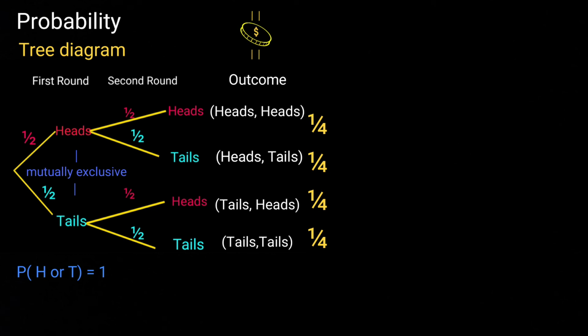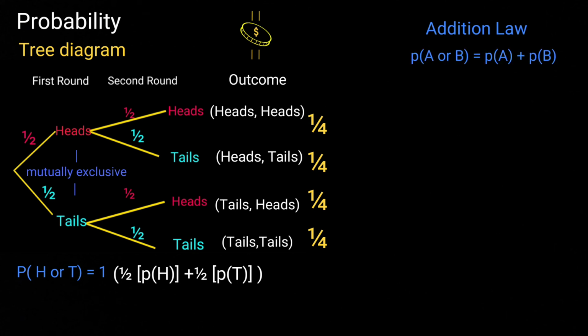Now the probability of landing on these 2 events is half each, and the probability of landing on either of those 2 is 1. We can see that the 2 probabilities were added together to give 1. This is the addition law of probability taking place. It states that the probability of either one of the mutually exclusive events A and B happening is the probability of A happening plus the probability of B happening.